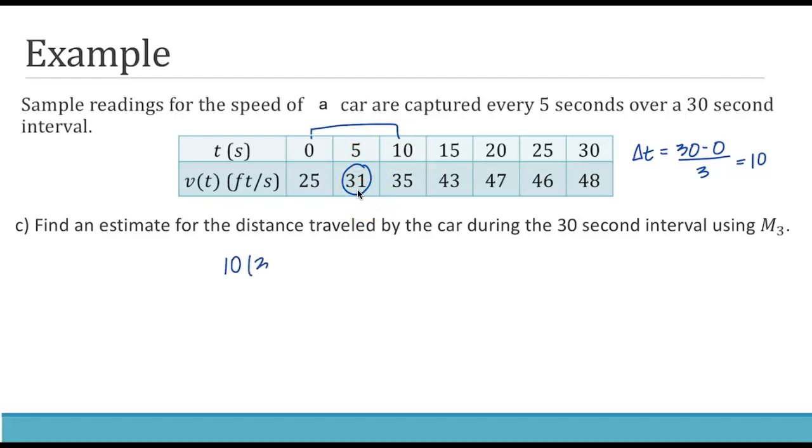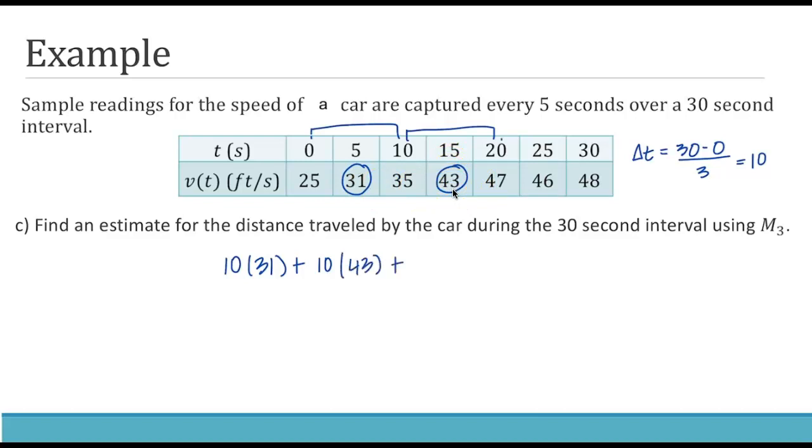So we're going to have 10 times 31, plus the next rectangle will extend from 10 to 20. So that's still 10 for a width. And then the midpoint of 15 defines the height. So the height at 15 is 43. So we're going to have 10 times 43.